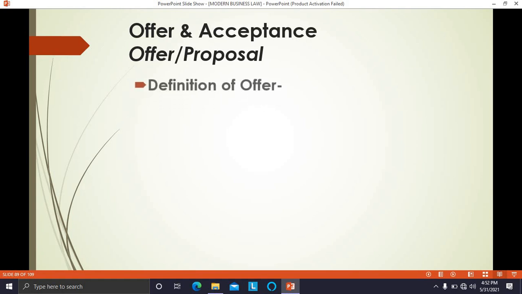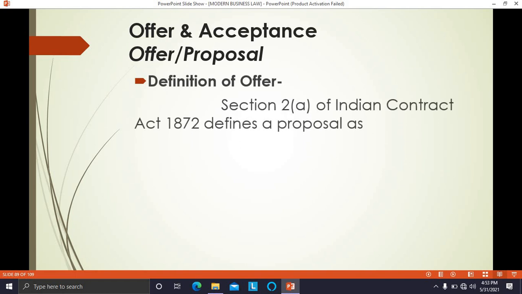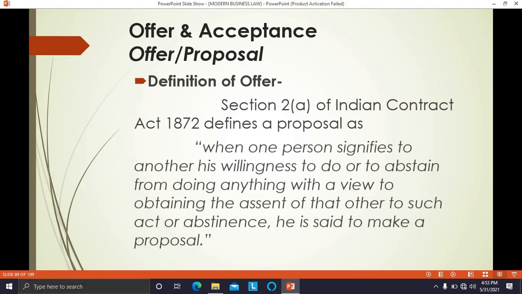Now we will discuss the definition of offer. We will discuss the definition given by section 2(a) of the Indian Contract Act. What is a proposal or what is an offer? When one person signifies to another his willingness to do or abstain from doing anything. That means in an offer, one person is showing his willingness to do something or not to do something.